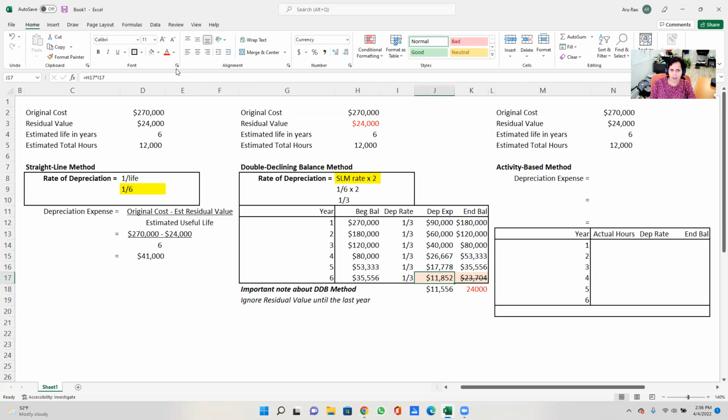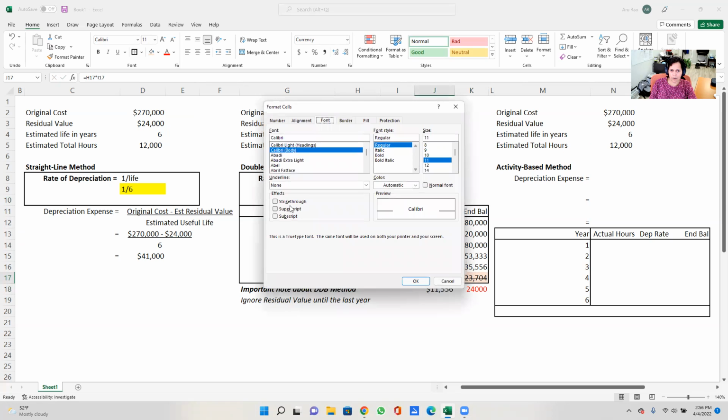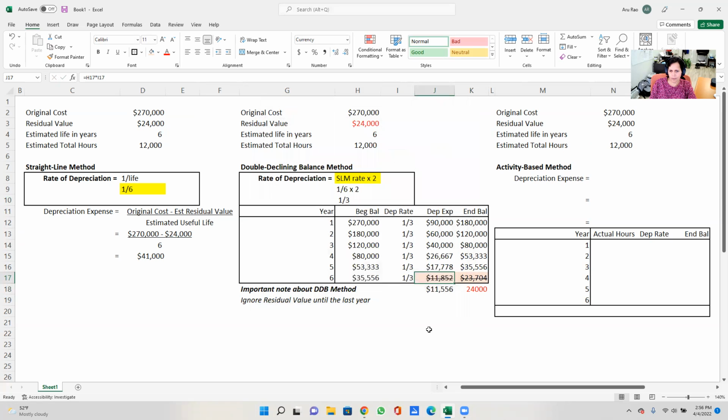Therefore, this is not the depreciation number for the last year. So for the last year, the depreciation expense is a plugged number. I work backwards. I say I want my ending balance to be 24,000. Therefore, this is the number I want it to be.